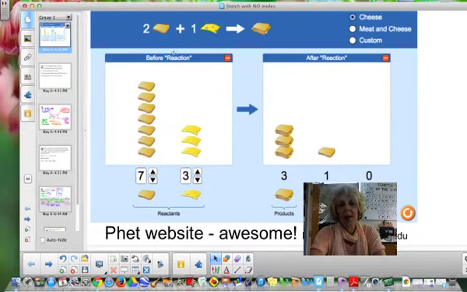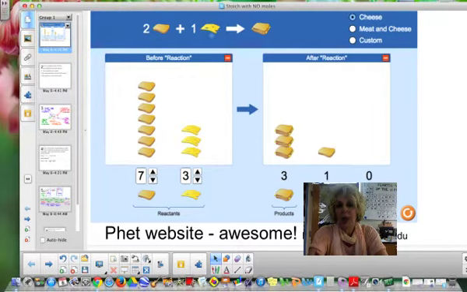So here I can look at my balanced equation, which is the recipe, right? 2 pieces of bread for every 1 piece of cheese gives me a sandwich. So if I had 7 pieces of bread and 3 pieces of cheese, I could make 3 sandwiches. I would actually have bread left over. What is limiting me in the reaction is the amount of cheese. I'm going to run out of cheese after I make 3 sandwiches, and I'm going to have some bread left over.